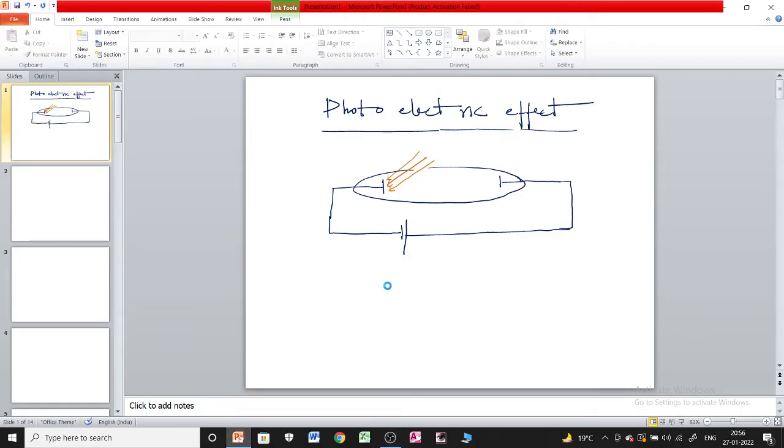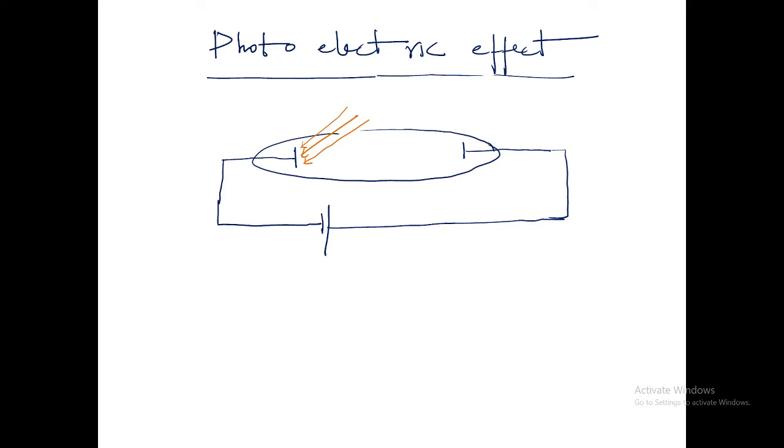Hello, welcome everyone. Now we are going to explain the photoelectric effect. It is observed that when a light beam having frequency more than a given minimum frequency, or wavelength less than a given minimum wavelength, is incident on a metallic surface, electrons are emitted. This phenomenon is called photoelectric effect.